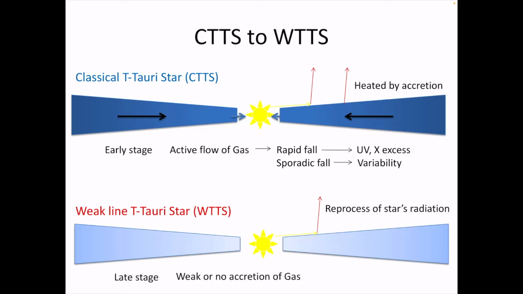Now I'd like to consider the classical T-Tauri stars and weak line T-Tauri stars. Classical T-Tauri stars correspond to class 2 objects. Gas is migrating to the protostar. During the migration, friction between the gas molecules produces heat. Heated gas emits IR. Due to the heating mechanism by the accretion, we can explain the IR excess. Now the mechanism for the accretion of the gas.